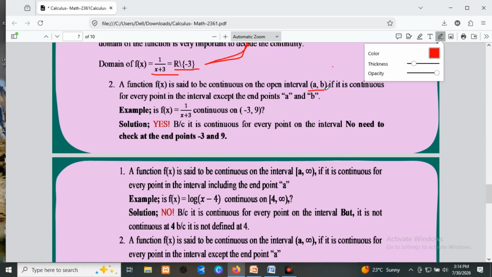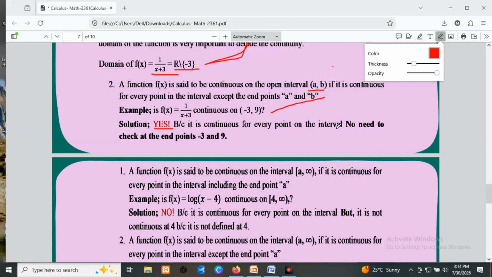Know the difference now. Having this definition, let's repeat the above example itself. I have now made the closed interval into an open interval. Now, is f of x equals 1 over x plus 3 continuous on the open interval minus 3 up to 9? Yes, because it is continuous for every point in the given open interval.